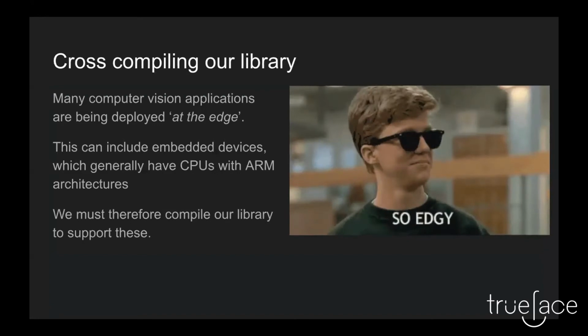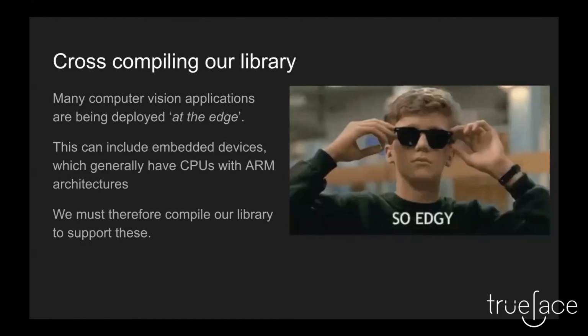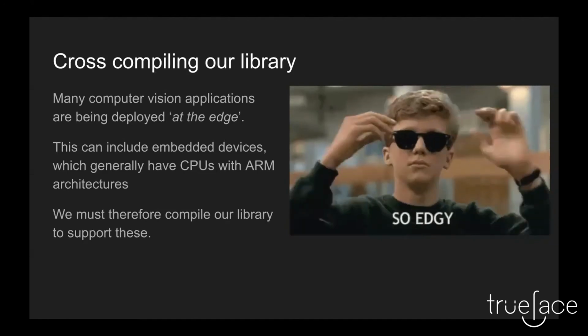So many computer vision applications are deployed at the edge. This includes the use of embedded devices, which generally have ARM CPUs. We must therefore compile our library to support these architectures if we want to support deploying at the edge. Just to touch on the difference between ARM32 and ARM64, also called Arch32 and Arch64, Arch64 refers to the 64-bit extension of the ARM architecture. So for example, even though the Raspberry Pi 4 has a 64-bit ARM CPU, the default operating system Raspbian is 32-bit, therefore it would require an Arch32 compatible binary.